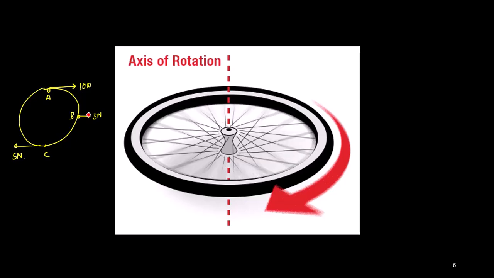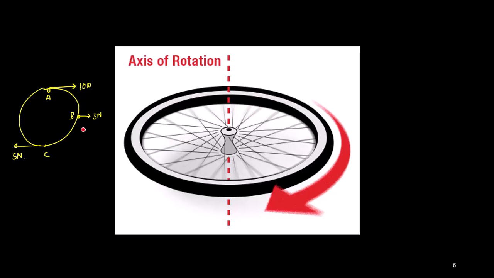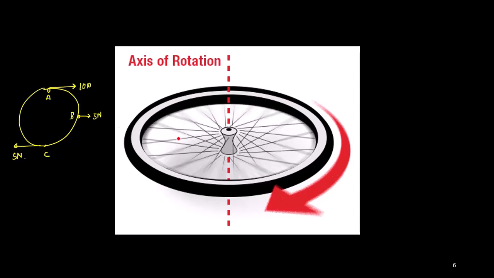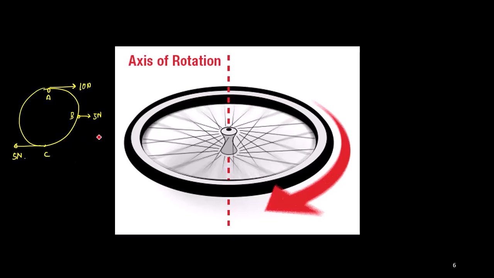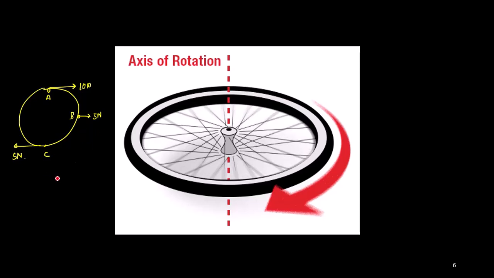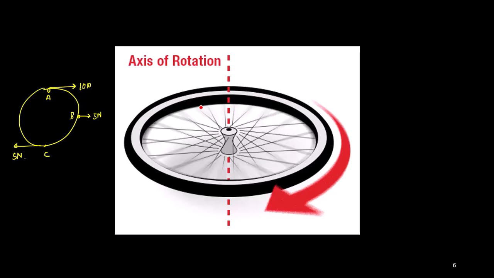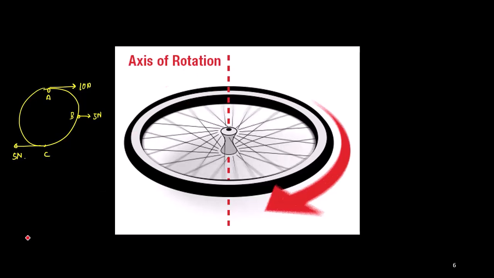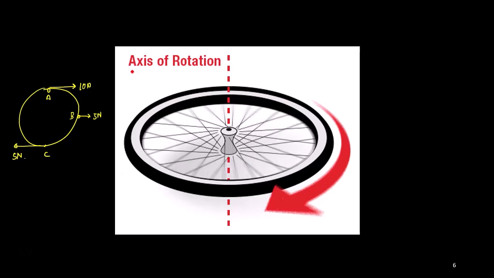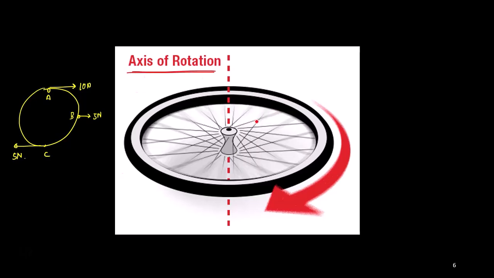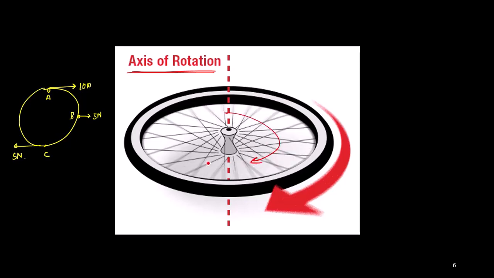So force has two types of effect. One is that it can produce the translation. Another is that it can produce the rotation. Whether it will produce the rotation or translation, you have to decide depending on two parameters. Whenever a body is rotating, that means there is one axis about which the body is rotating. Let us say this wheel is rotating. So there is the axis of rotation about which the body is rotating.